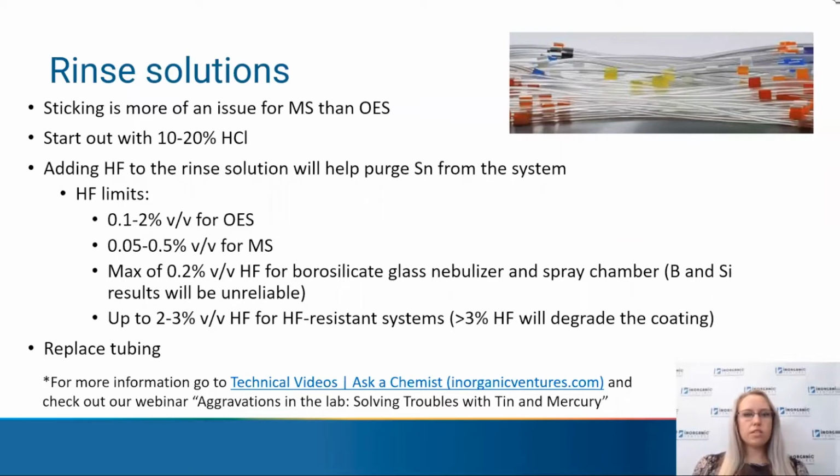This is going to cause issues for your boron and silicon results. And if you do have an HF resistant system, we still don't recommend going over 3% hydrofluoric acid because this is going to degrade the coating on your instrument components. Lastly, if you're really just seeing a lot of washout issues, we recommend replacing the tubing, as that PVC tubing is going to be the primary place where you're going to have sticking.